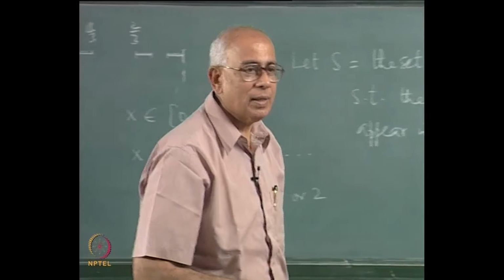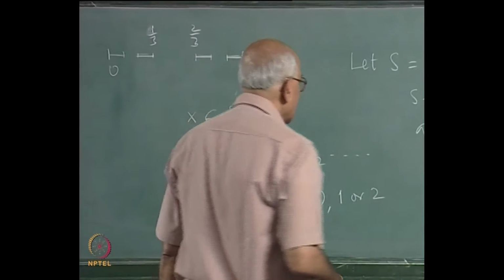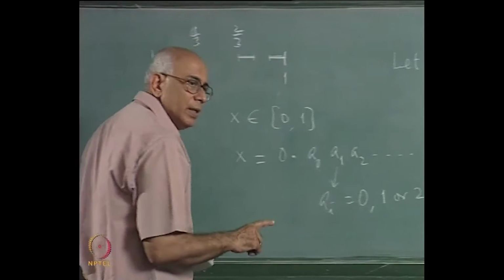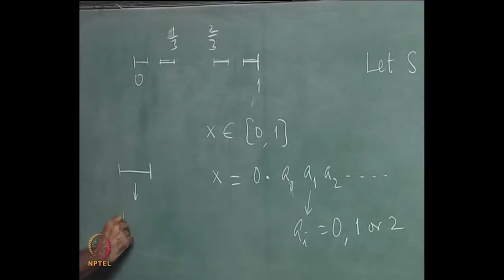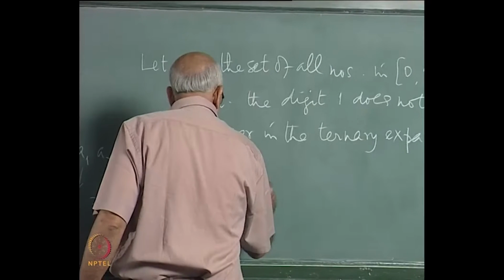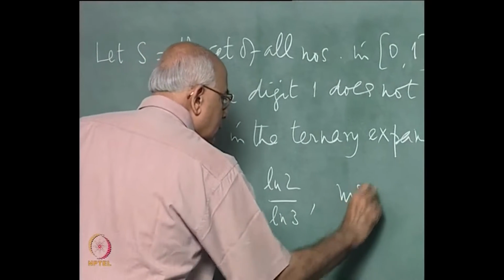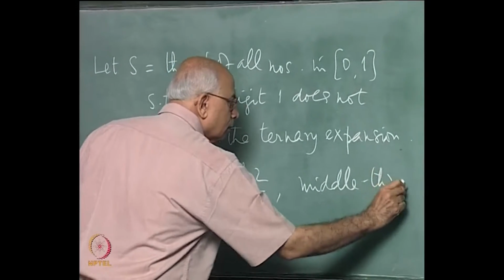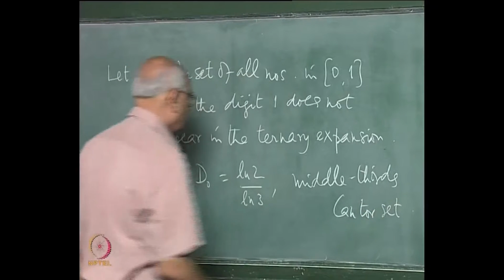And what is the fractal dimensionality of the middle thirds Cantor set? Well, at each stage you take some interval of the preceding stage, you break it up into 3 parts and retain only the end 2 parts, and each of these is 1/3 the length of the preceding stage. So d0 is equal to log 2 over log 3 for the middle thirds Cantor set. So that is the answer.